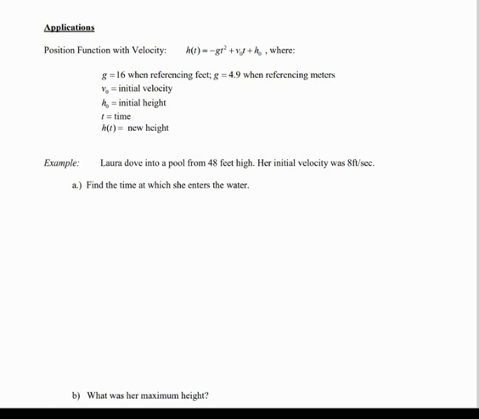So in this example, Laura dove into a pool from 48 feet high. Her initial velocity was 8 feet per second. Find the time at which she enters the water. So let's start by coming up with the equation. I'll write the general equation down and we'll fill in the values we need. So because I'm talking about feet, our g value is going to be 16. So we'll have negative 16.